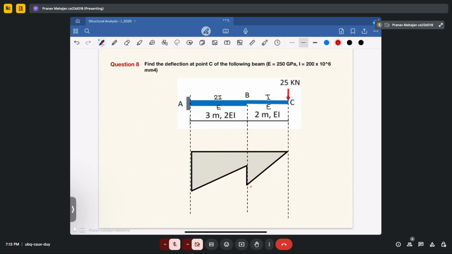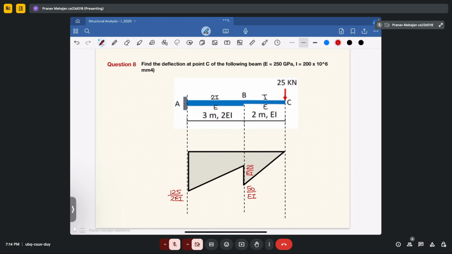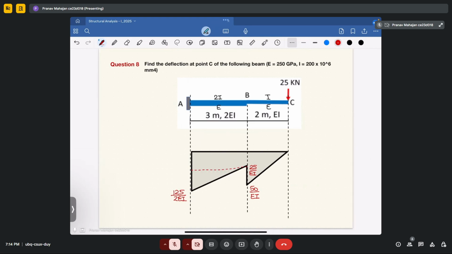So in this case, it will come out as 25 into 2, that is 50 upon EI, and suddenly the value of I decreases to half. So that means the value here will come out as 25 upon EI. Then from this, the value increases, and it will come as 25 into 5 as 125, and 125 divided by 2 EI. Fine. You have understood how the value came. So up to this level, it is 25 upon EI.